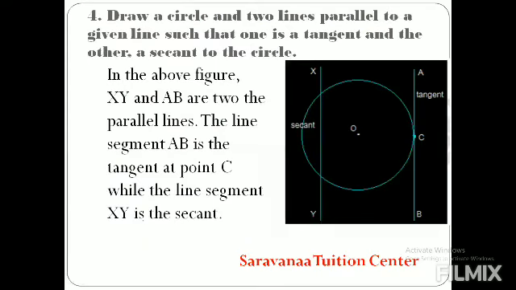Next, draw a circle and two lines parallel to the given line such that one is a tangent and the other a secant to the circle. So this is a circle. You need to draw a circle, then draw a secant XY and a tangent to the circle. The point of contact you name as C, and you see that AB is parallel to XY, hence done.